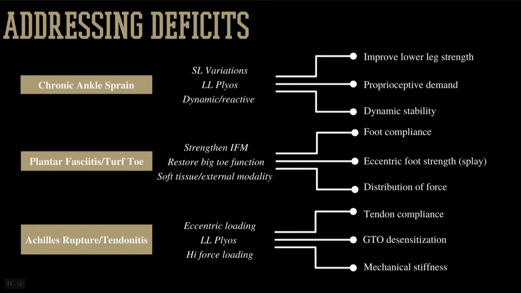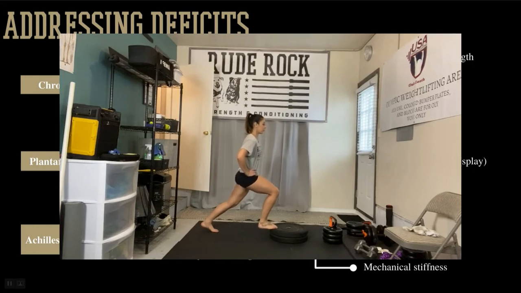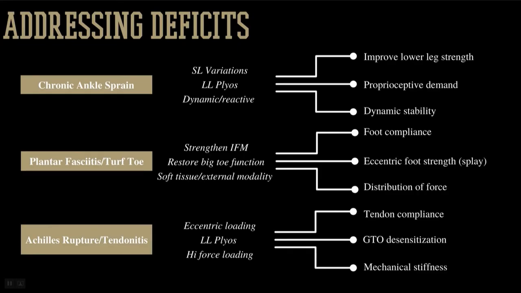For plantar fasciitis and turf toe, I kind of lump these two together because of the proximity of anatomy, but also because I just have happened to notice that a lot of the restorative modalities that I use for each are pretty similar. But with plantar fasciitis, turf toe, make sure that you are addressing all of the time outside of the gym as much as you are emphasizing the work you're doing in the gym. With that, though, strengthening the intrinsic foot muscles, being able to eccentrically splay, distribute force.